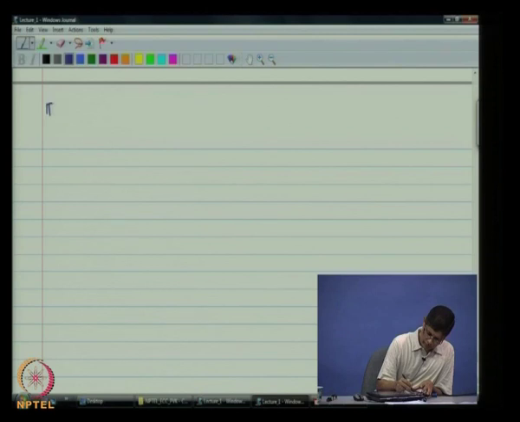Now, let us look at our third example. The third example will be the Hamming code.